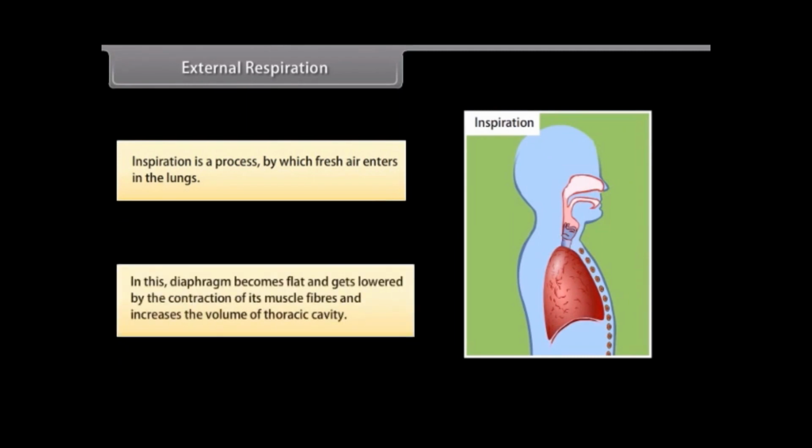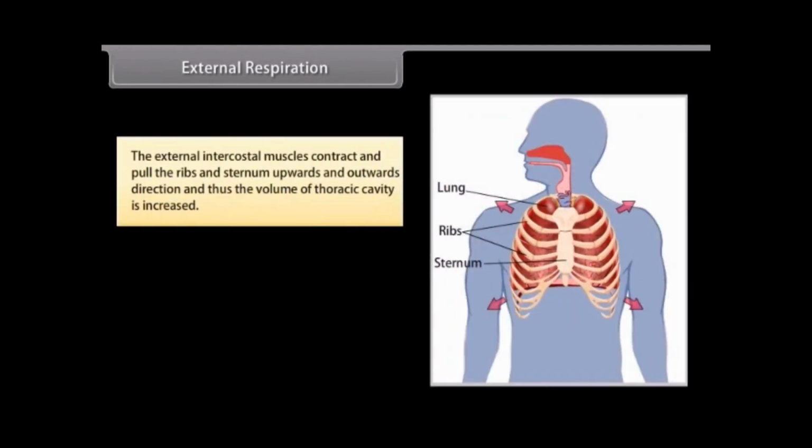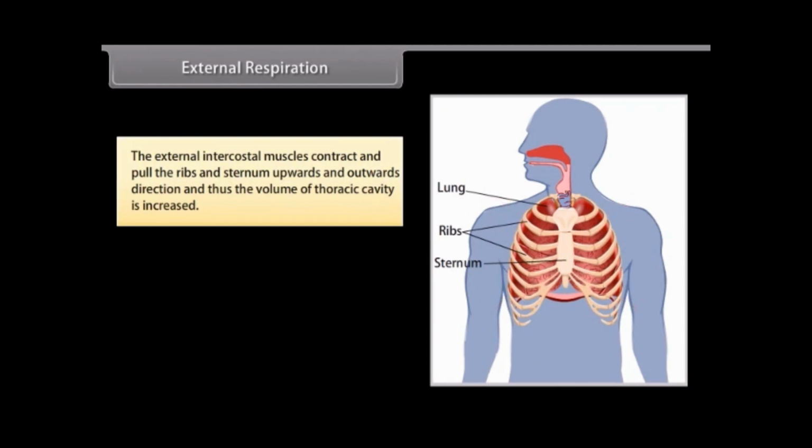In this, the diaphragm becomes flat and gets lowered by the contraction of its muscle fibers and increases the volume of the thoracic cavity. The external intercostal muscles contract and pull the ribs and sternum in an upwards and outwards direction, and thus the volume of the thoracic cavity is increased.